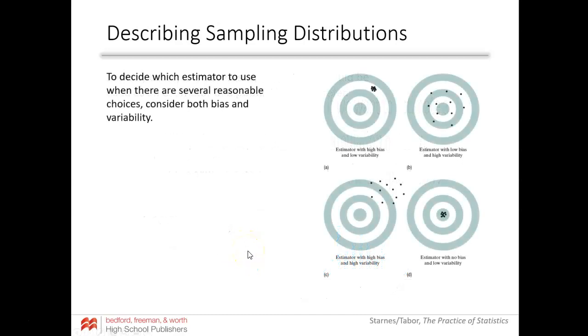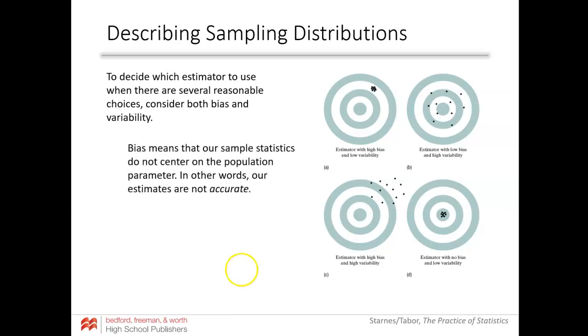All right, this diagram, I think we've discussed a little bit back in the collecting data chapter, and I know you've seen this in your science classes. It's the difference between being precise and being accurate. To decide which estimator to use when there are several reasonable choices, consider bias and variability.